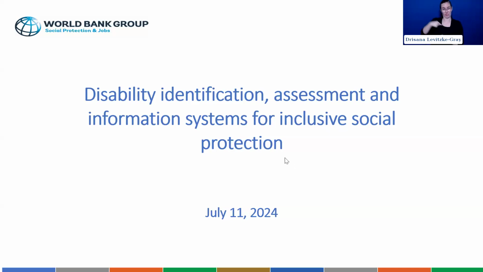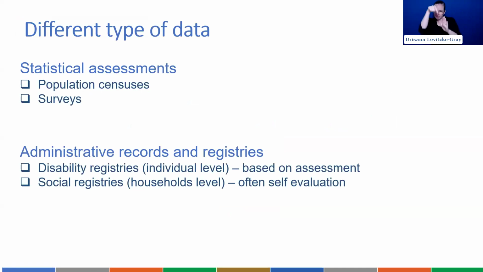So if I start here, as Alexander mentioned, we have two big different data bulks, and sometimes people are confused. When they start to work with the data coming from statistical assessments, like population censuses and surveys, we speak about 15% of the population, or between 2 and 6% of the population with severe disability. When we start to work on the social registry or the disability information system, some governments try to reach this number, and it's very difficult to compare statistical assessments and administrative records. They will never match, but they can give some complementary information.